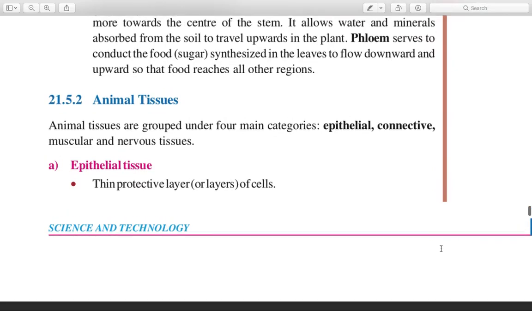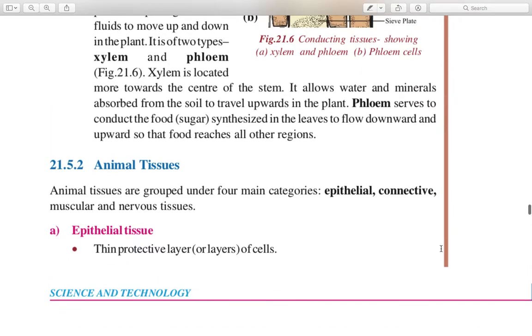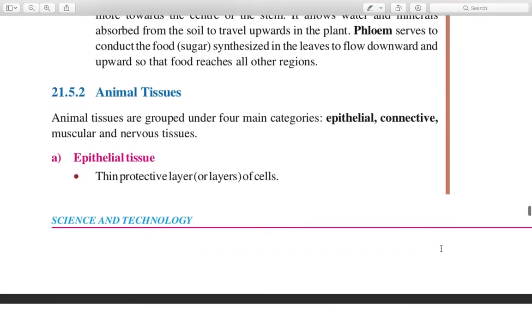And next one is animal tissues. Animal tissues are grouped under four main categories. First one is epithelial, second connective, third one muscular tissue, fourth one nervous tissue. I'll repeat. First one is epithelial tissue, second connective tissue, third muscular tissue, fourth nervous tissue.